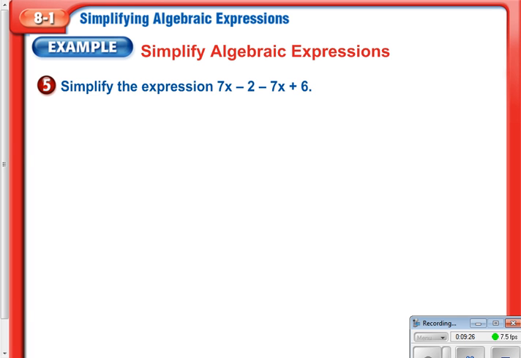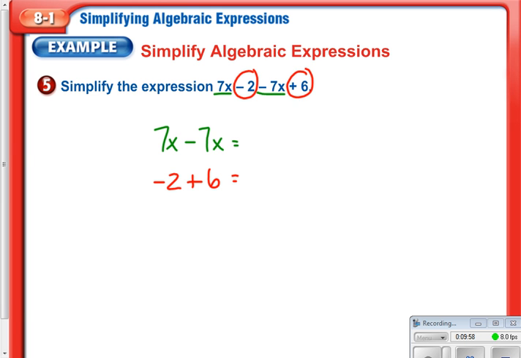Example 5, simplify my expression again. I'm going to combine the like terms. I have a 7x. Negative 2 is not with it, but negative 7x is, so minus 7x. Those are my like terms there. My next group of like terms would be negative 2 and a positive 6, so I have negative 2 plus 6, and I can figure these out.